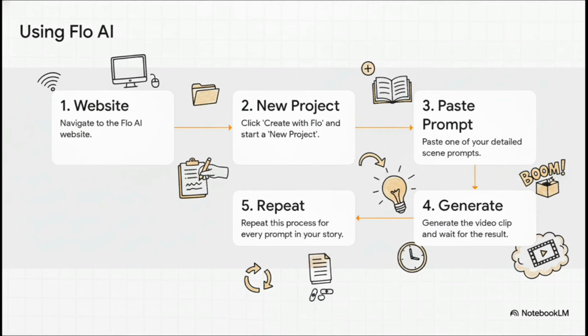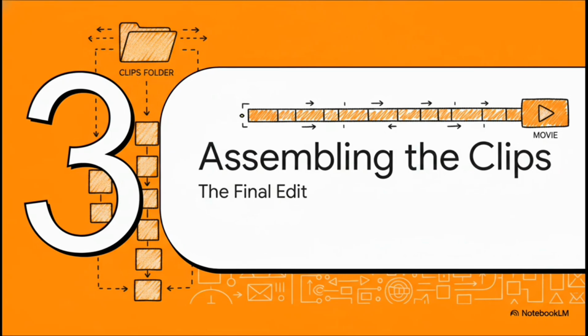All right, so you've got your story all broken down into a series of perfect, detailed prompts. Now we get to the really fun part, turning those words into actual moving images. This is where the AI video generator comes into play. The tool we're looking at here is called Flow AI. And its job is incredibly focused and powerful. You give it a text prompt, just like the one we just saw, and it generates a short video clip based on that description. It's as simple as that.